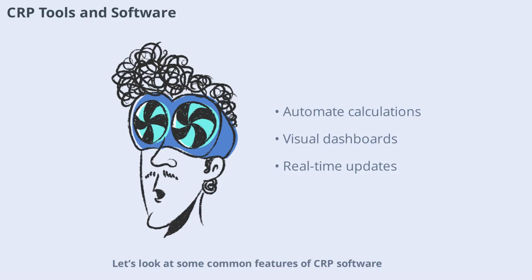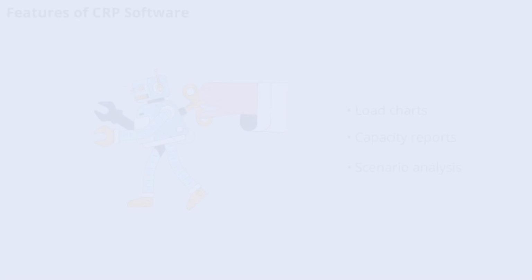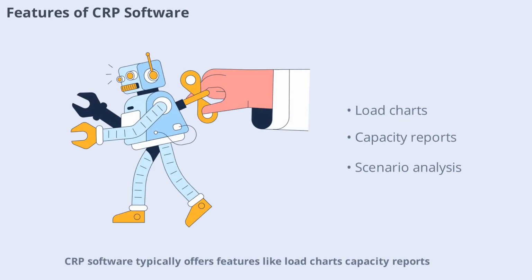Let's look at some common features of CRP software. CRP software typically offers features like load charts, capacity reports, and alerts for potential bottlenecks. These tools allow managers to see at a glance where resources are stretched and where there's slack. Integration with other systems, such as inventory and scheduling, ensures that all data is up to date. Customizable reports and scenario analysis help managers test different strategies before making changes.